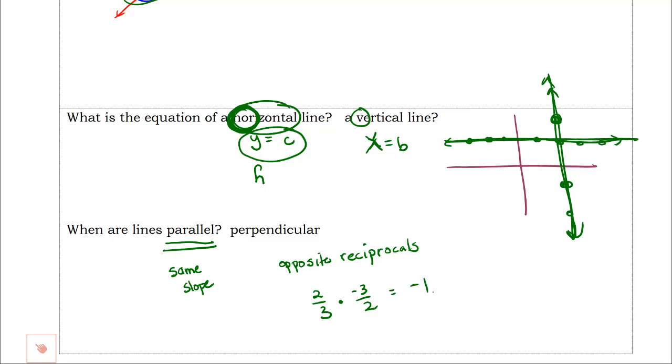What's the slope of a horizontal line? 0. What's the slope of a vertical line? Multiply those two. I don't think you're going to get -1. You know what I'm saying? Okay.